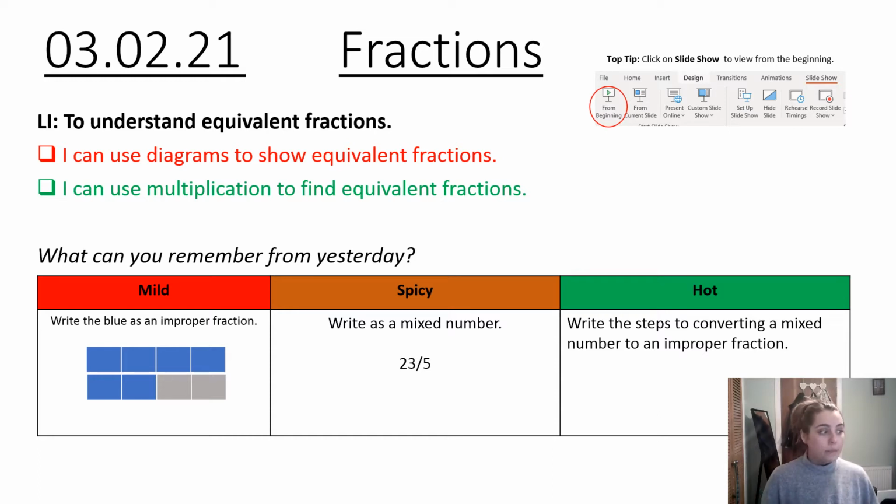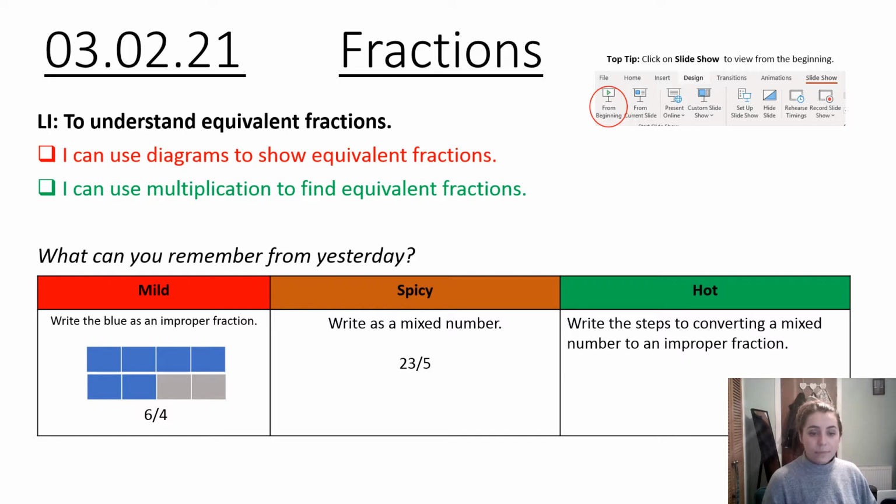Okay, pick a warm-up task. For your mild warm-up task, you can write the blue as an improper fraction. So write the blue shaded part of that as an improper fraction. For spicy, I want you to write 23/5 as a mixed number. And for hot, I want you to write the steps to converting a mixed number to an improper fraction. How would you do that? Pause the video and give that a go.